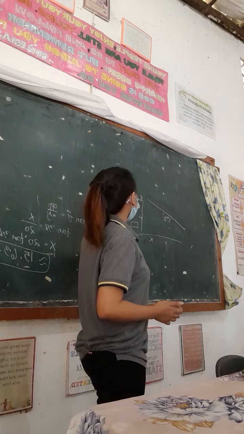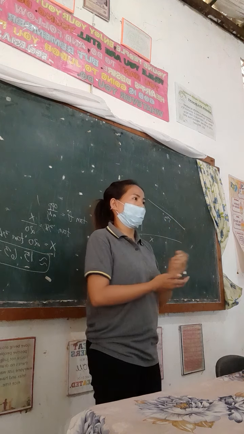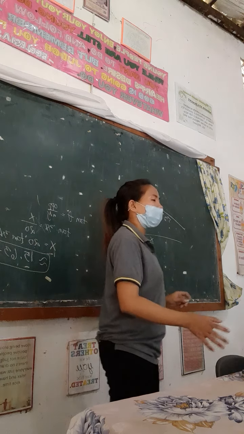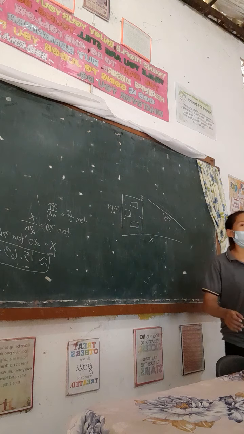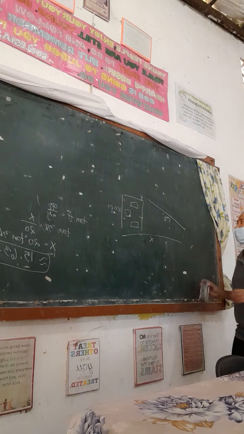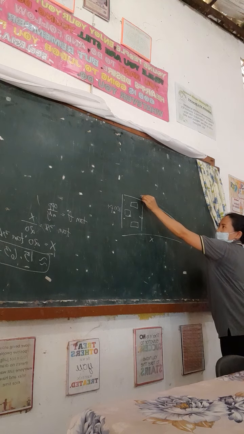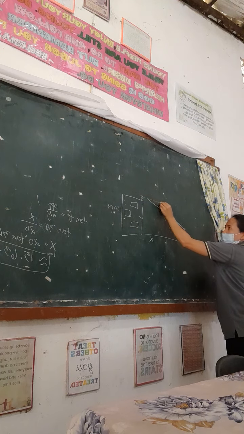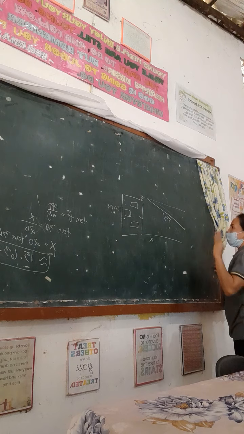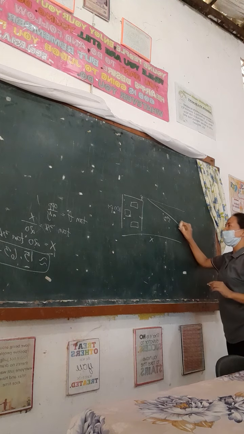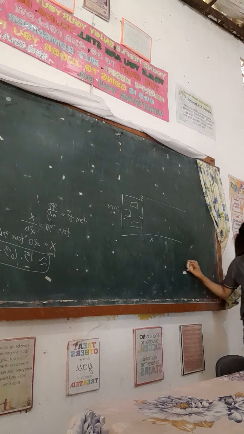So again, you're standing on top of the building. The angle of depression is 53 degrees. Now, let's determine first which is our line of sight. This is our line of sight. Now, the angle of depression is 53 degrees. Where should we put the 53 degrees?